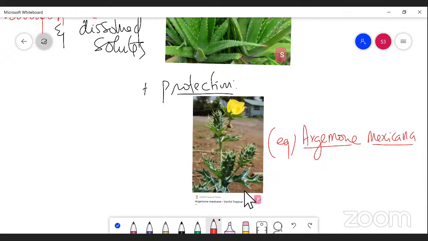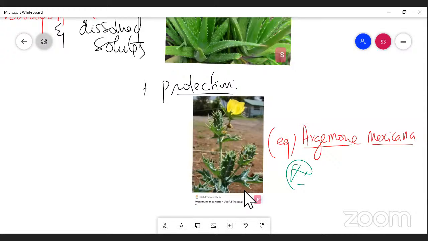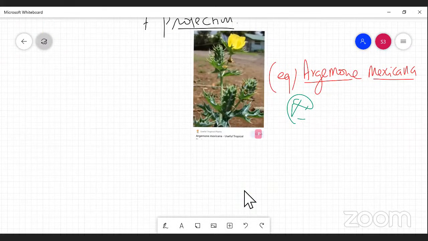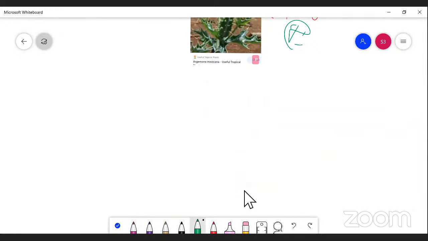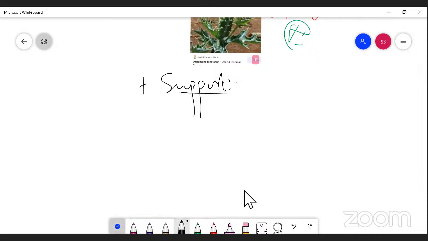Which of the following leaf is modified into a thorn-like structure which helps in protection? If it is asked, you get it right, simply Xibio mexicana. It is generally a tropical plant, right? And one more category, that is support. I'm talking about secondary functions, my dear students. The first function is storage, the second function is protection, the third one is support.